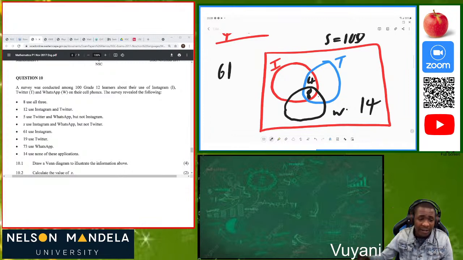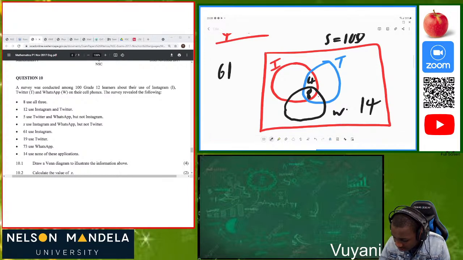Okay, moving forward, we are also told that 5 uses Twitter and WhatsApp. So since 5 uses Twitter and WhatsApp, we have 5 that uses Twitter and WhatsApp, not Instagram. Now we were also told that X uses Instagram and WhatsApp but not Twitter. So we have X here.